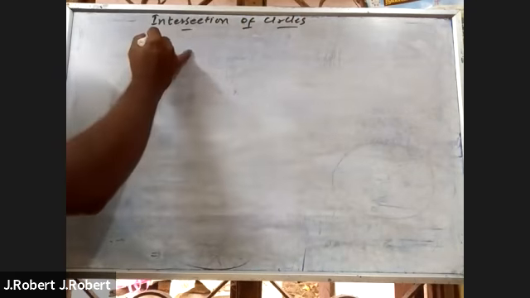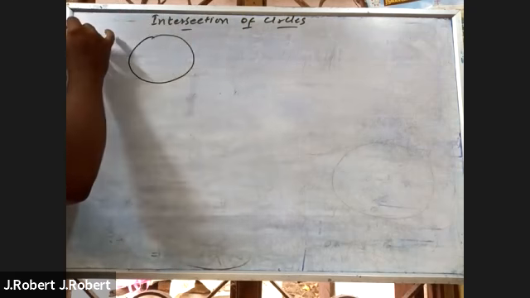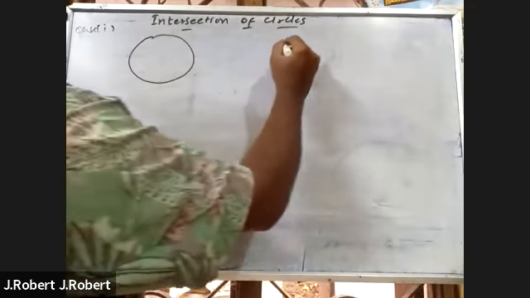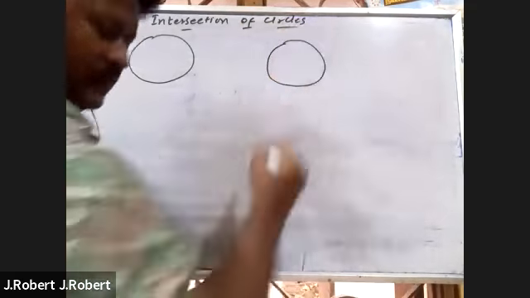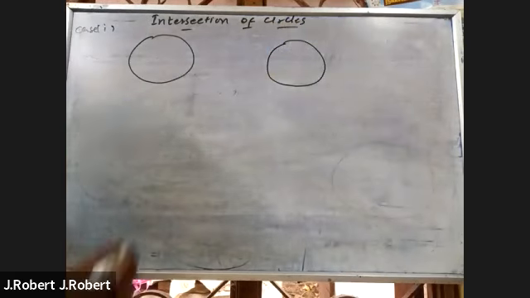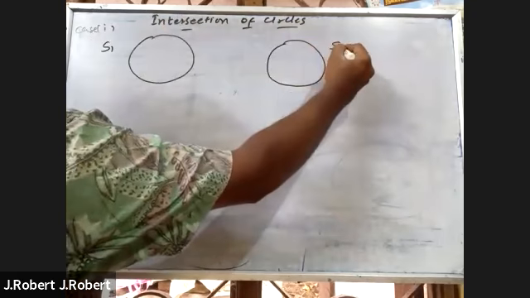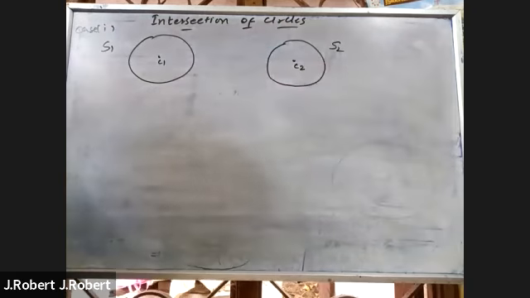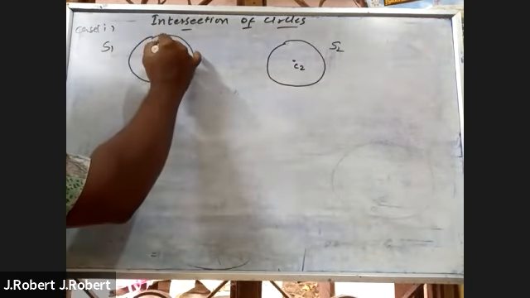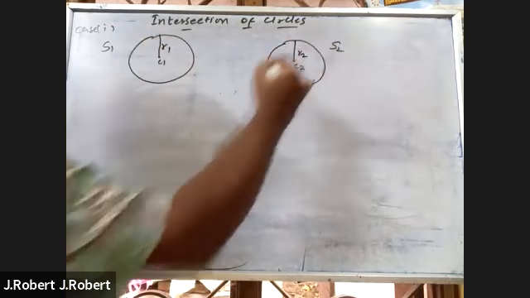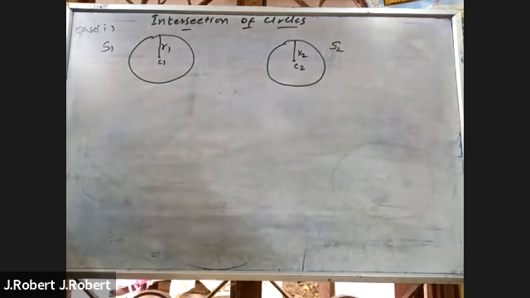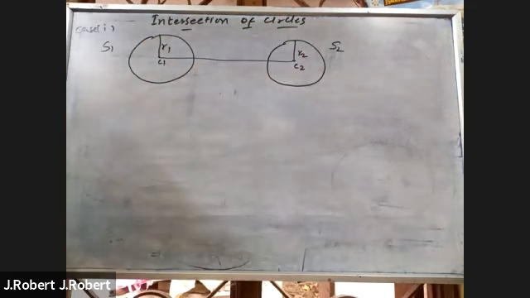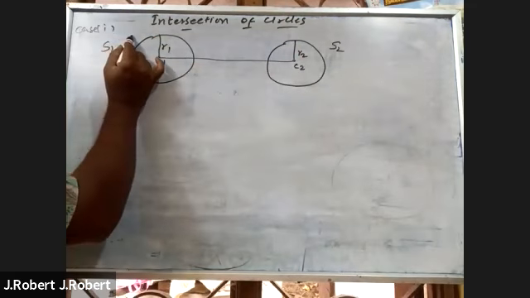Let us take the first case, case 1. This is called circle 1. And this we have circle 2. Okay, this is circle 1 and this is circle 2. We can write this as S1 and S2. The center of the first circle is called C1. The center of the second circle is called C2. The radius of the first circle is R1 and the radius of the second circle is R2. Now you can join these two centers. We'll get C1 and C2. Now listen here.